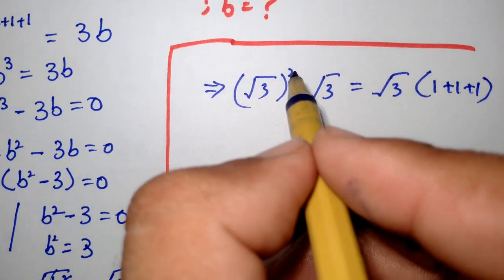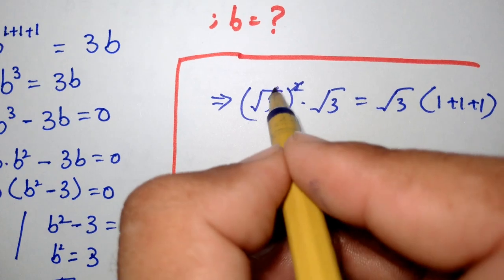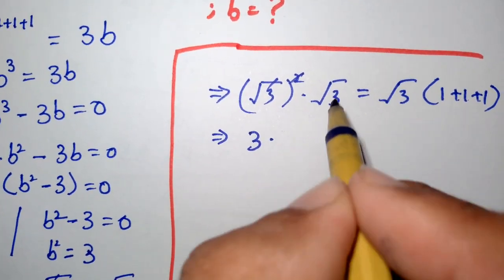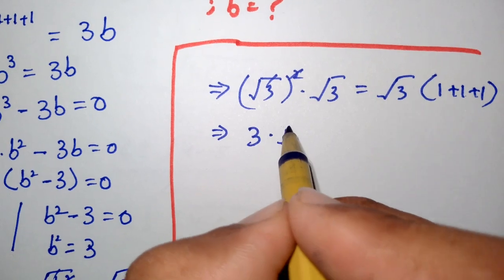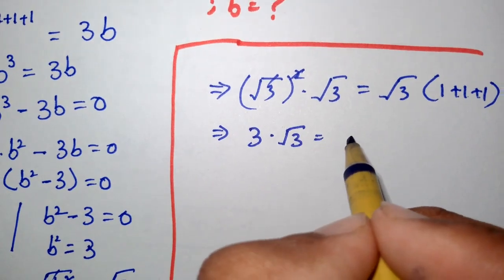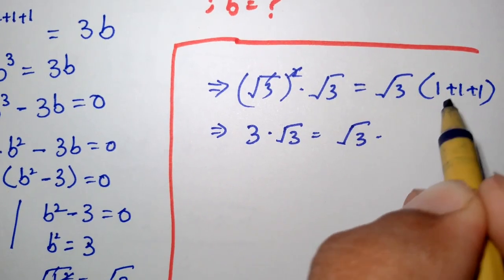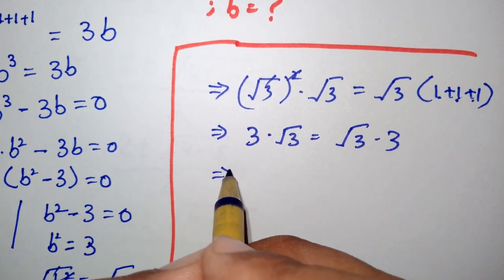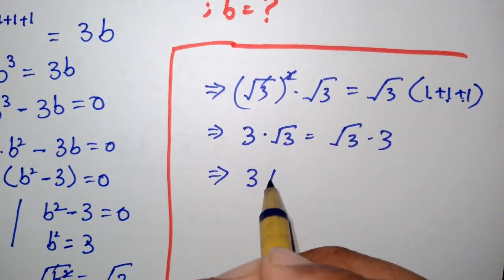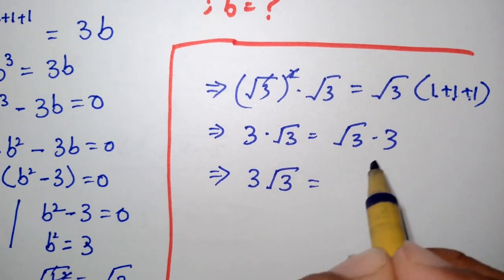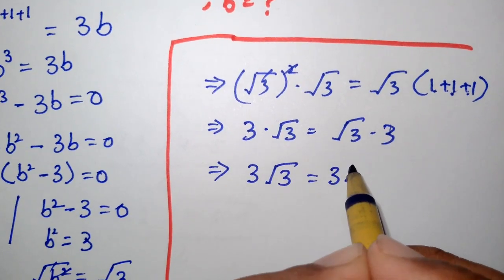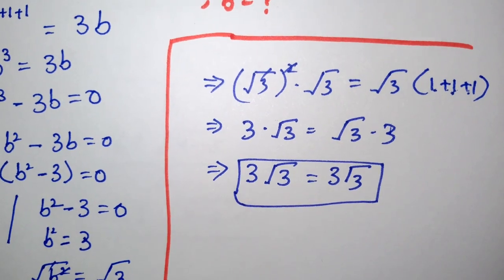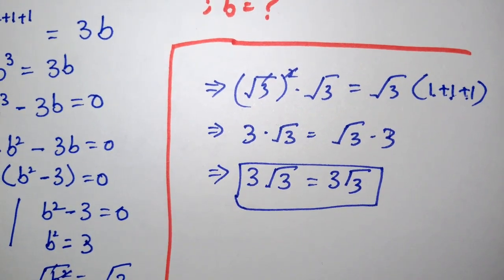so the square cancels with the square root. 3 times square root of 3 is equal to square root of 3 times 1 plus 1 plus 1, which is equal to 3. So 3 times square root of 3 is equal to 3 times square root of 3. So b2 is also proved as a correct solution of the problem.